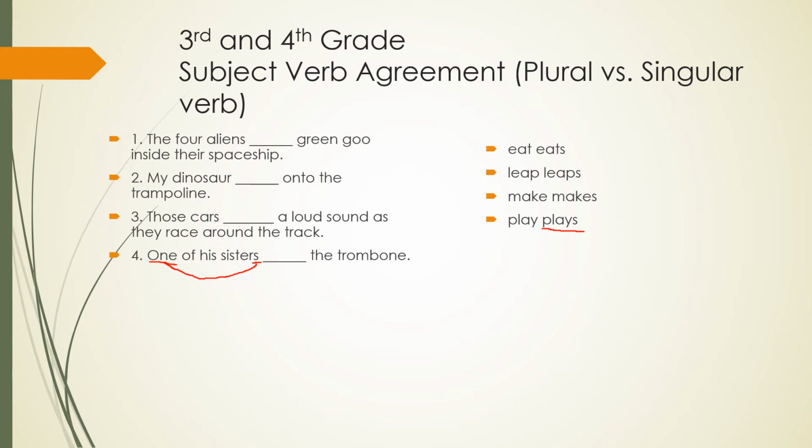One. So one sister plays the trombone, but we have to use S because of the possessive on his. So that's why it's a little confusing. This is actually talking about one person. So because it's one person, we use plays. Plays, okay? Sorry, that one was a little hard.